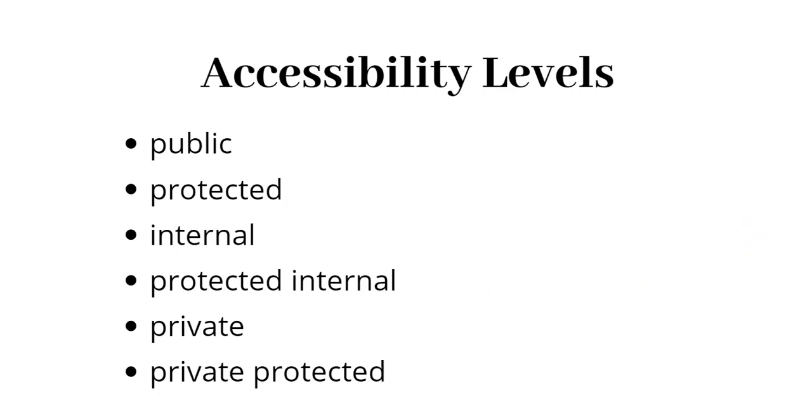So we know that all types and type members have an accessibility level. Actually, there are 6 types of accessibility levels: public, protected, internal, protected internal, private, and private protected. In this video, I'm going to cover all of these types. Firstly, let's see what the public means.